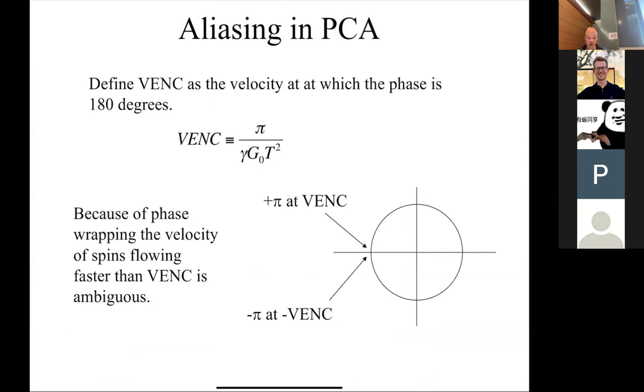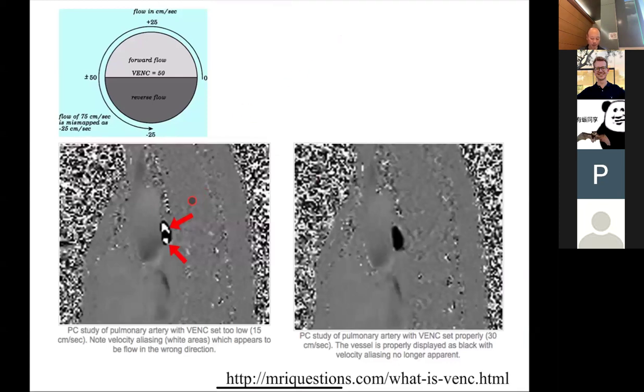Now, one issue you have to deal with is that because we're dealing with phase, remember, once I go past 180, I don't really know whether things went this way or they went this way. So there is this ambiguity about positive and negative velocity. Because to go from here to here, I could have a velocity that was very positive, or I could have equally a strong negative velocity that would get me that way. So that's something that people have to worry about. And so for example, this is a case here where this is someone's pulmonary artery.